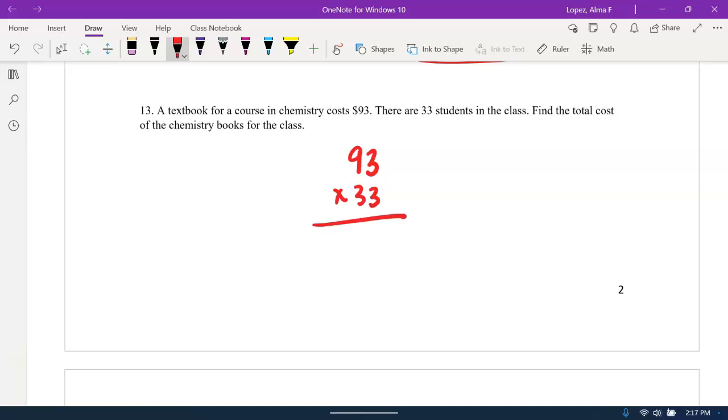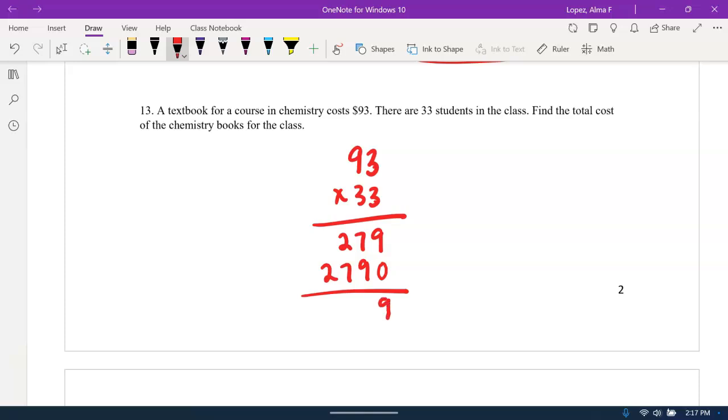I'm going to start with the ones digit. 3 times 3 is 9, and 3 times 9 is 27. Then I'm going to scoot over and distribute the tens digit onto the 93. But because it's in the tens position, I need to bring down a 0 to account for that space, because it's like multiplying by 30, isn't it? So 3 times 3 is 9, and 3 times 9 is 27. I'm going to add that together.